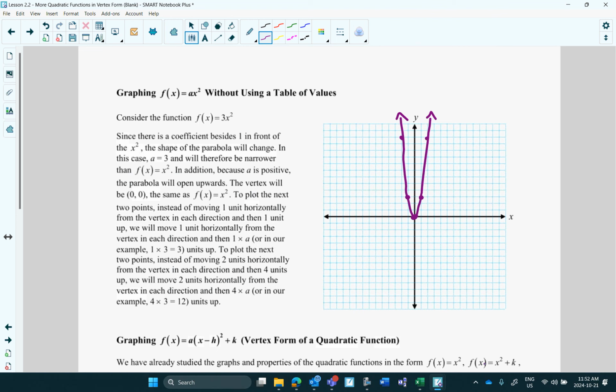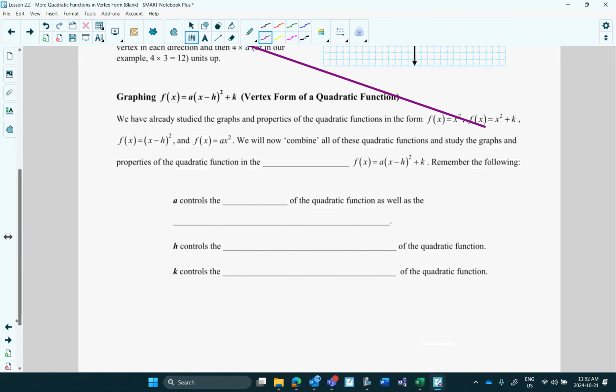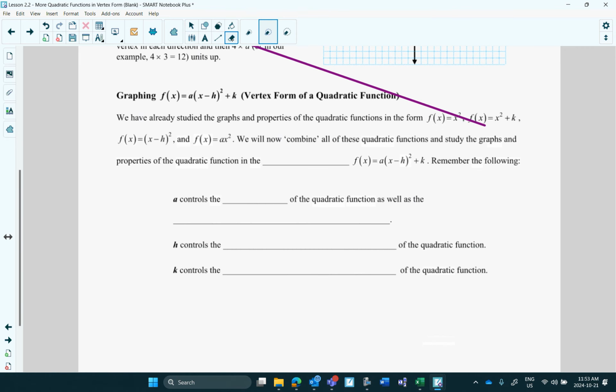We talked about 4 of them, okay? So we talked about just x squared. We talked about when we put a number at the end after x squared. We talked about when we put a number inside parentheses with x before squaring. We talked about putting a number in front and multiplying it. Okay.